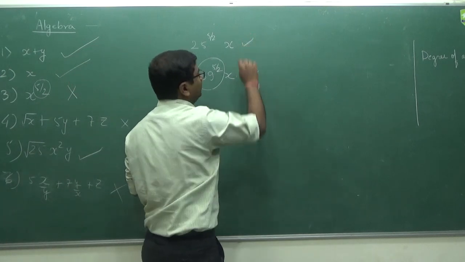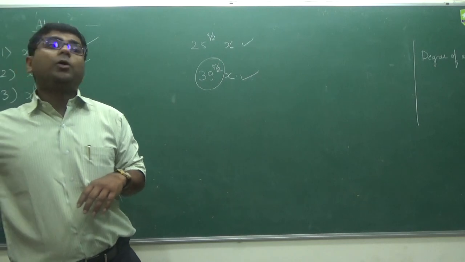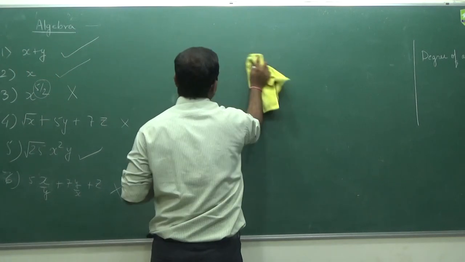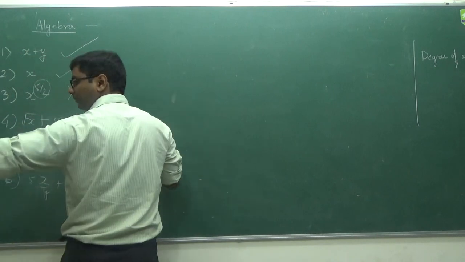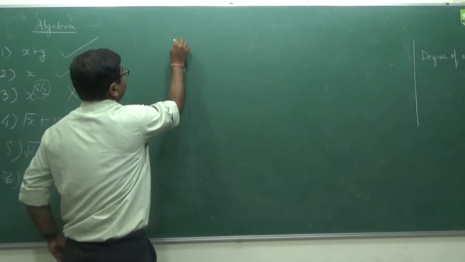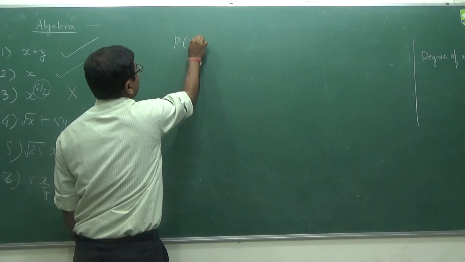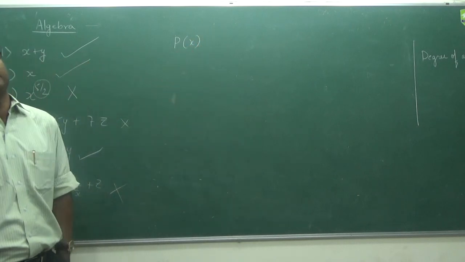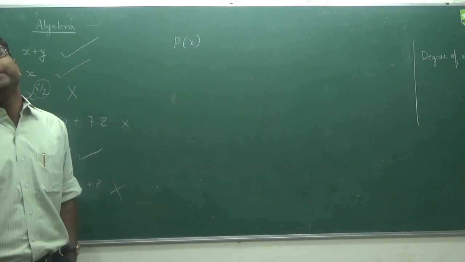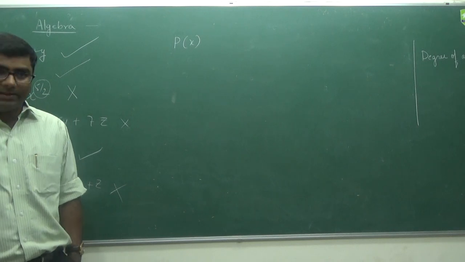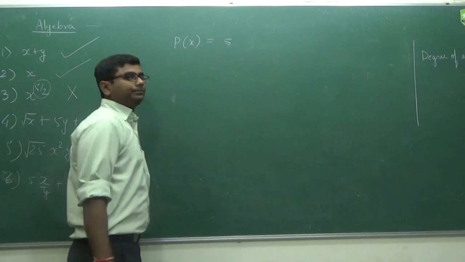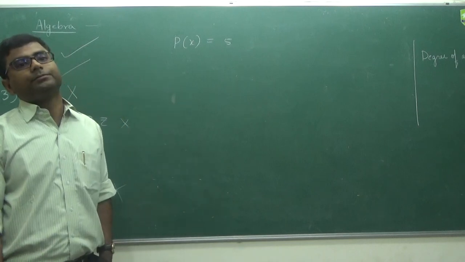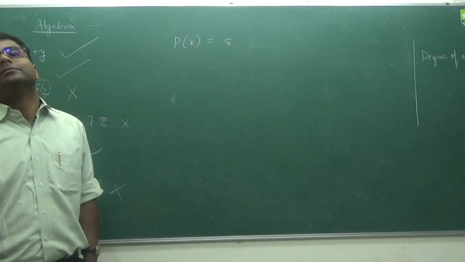This is also a polynomial. Now I'm talking about how to classify polynomials in terms of their degrees. Okay, so let us say I have a polynomial p(x). This is the usual notation, guys. P for polynomial, and within brackets x means the polynomial is in which variable? X. So let us say it is 5. Is it a polynomial?